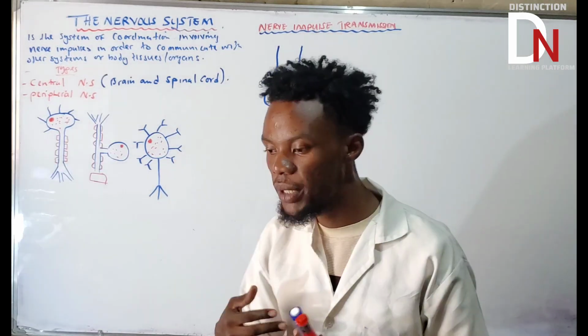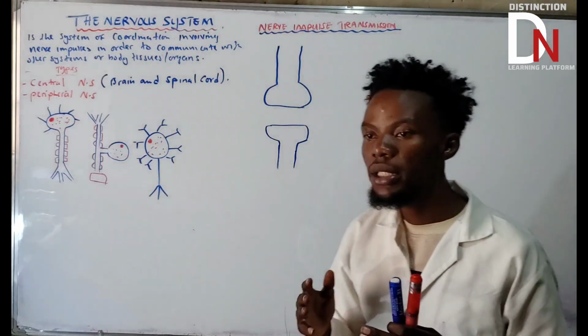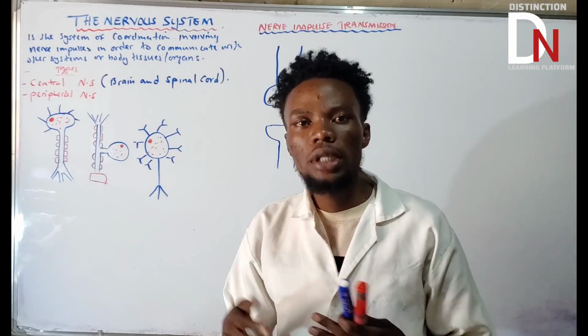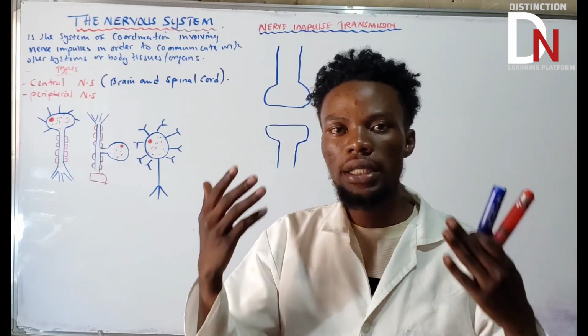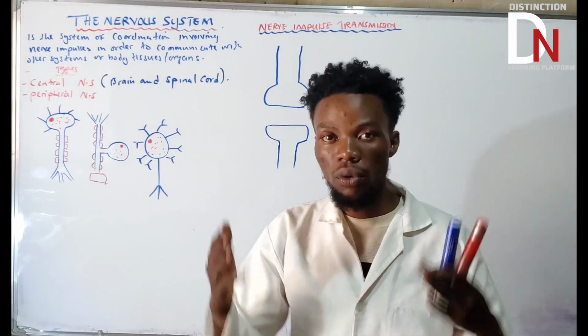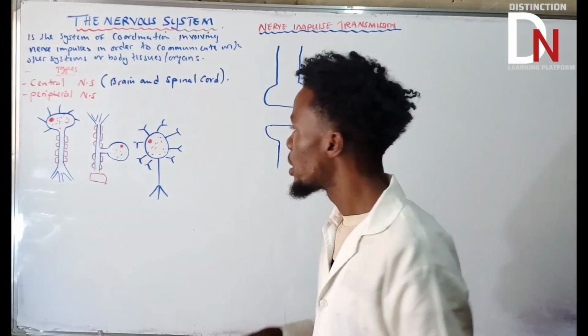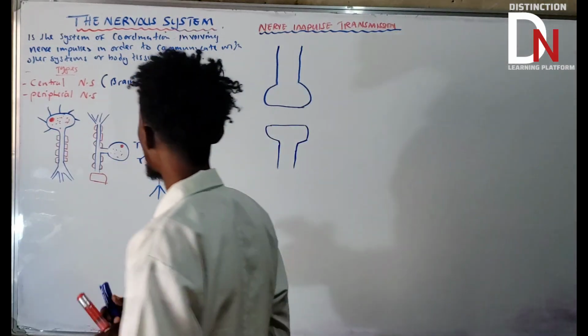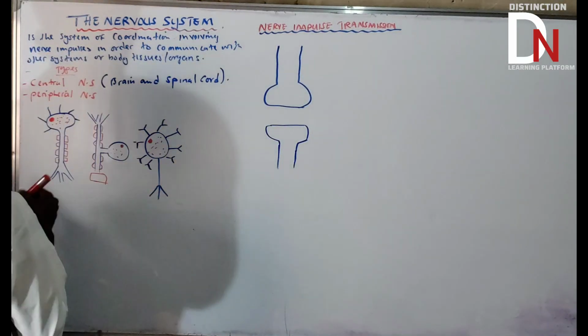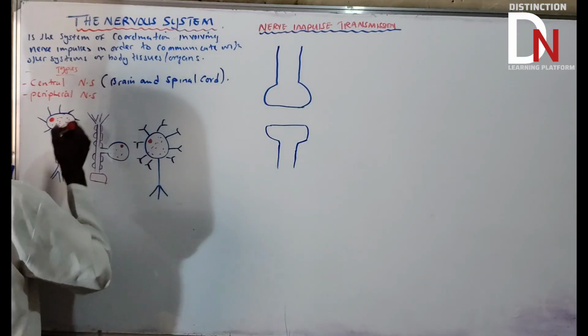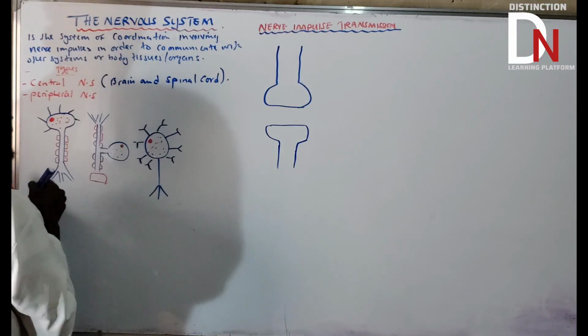So the peripheral nervous system is a system that comprises only nerves. They are away from the central nervous system. They are away from the main body part. That's why if you talk about the peripheral nervous system, it's going to have only nerves.